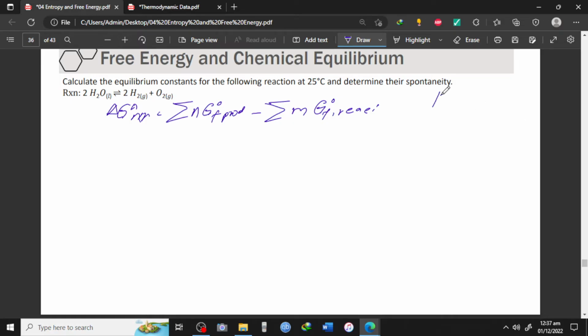Sulat natin na for H2O liquid, free energy or standard free energy of H2O, that is negative 237.2. Anong unit? Kilojoule per mole. Okay. Ngayon, tingnan natin yung standard free energy ni oxygen gas and ni hydrogen gas. So yun yung hahanapin natin.